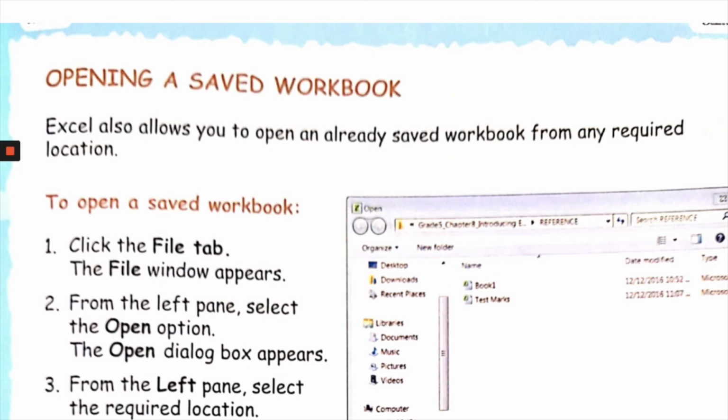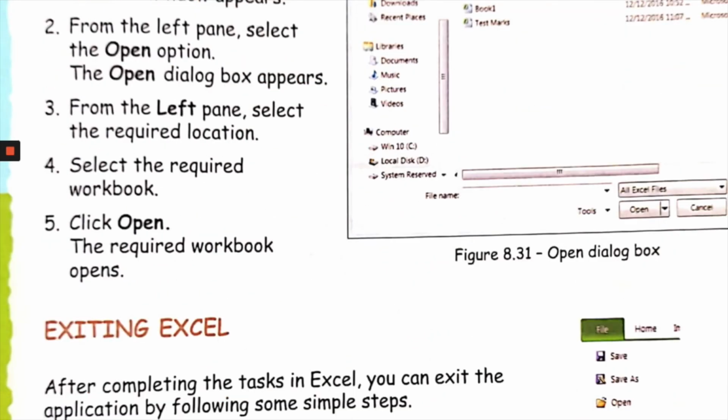The Open dialog box appears. When you click on the Open option, you get the Open dialog box. From the left pane, select the required location. From the required location, you have to select the required workbook that you want and click Open. The required workbook opens.